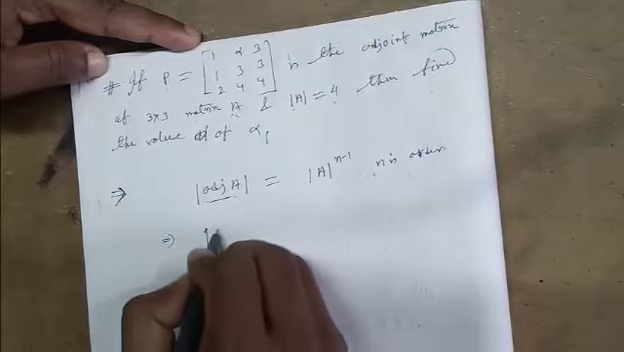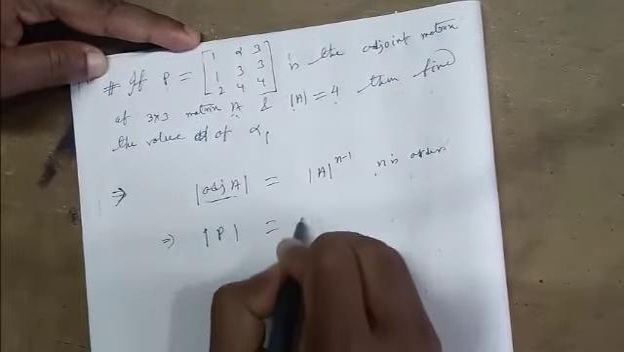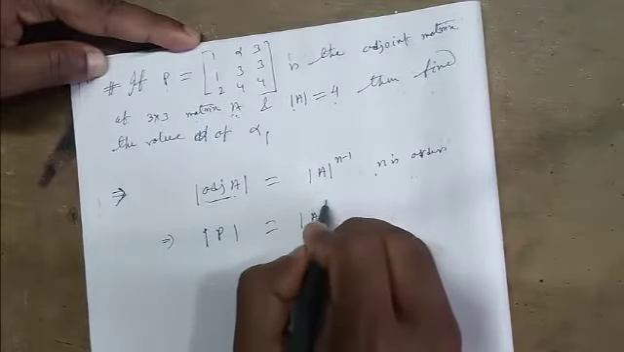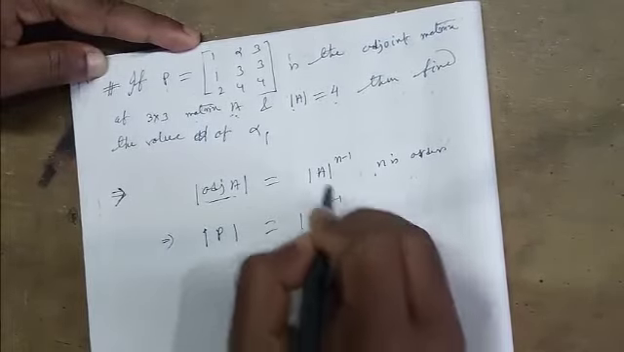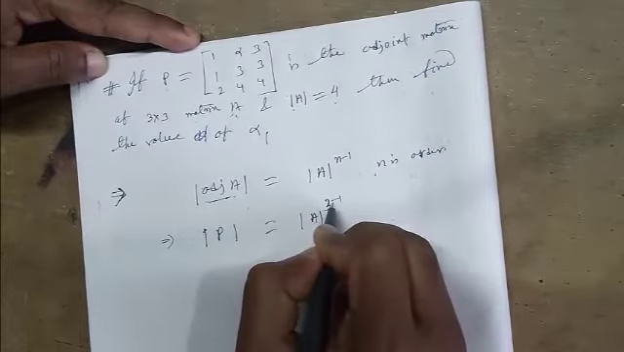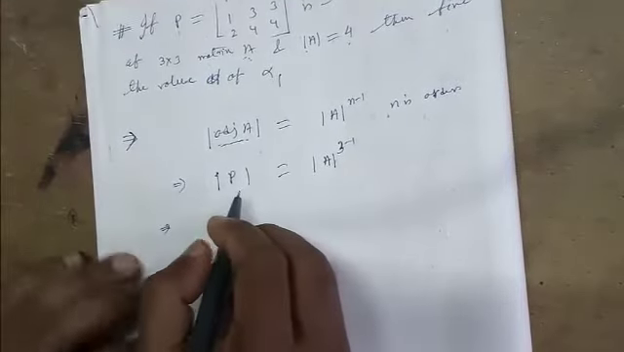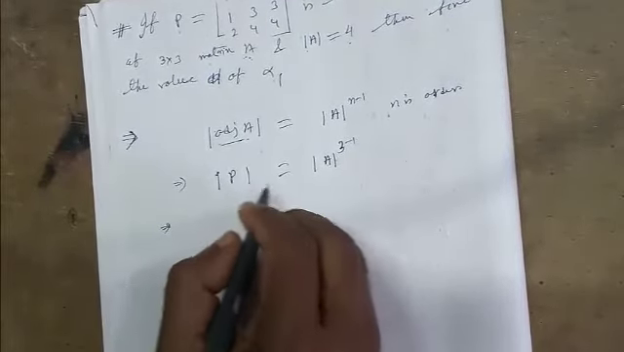That means determinant of P equals determinant of A whole to the power n minus 1, that means 3 minus 1, which is 2. Okay, look, mode of P, that means determinant of P. Calculate it.